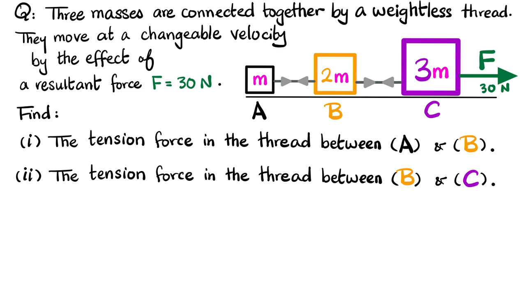Oh, this problem is amazing. It was the question of the last video. 3 masses are connected together by a weightless thread. They move at changeable velocity by the effect of a resultant force measuring 30 newtons going in this direction right here. Please find the tension force in newtons in the thread between A and B. And please find the tension force also in newtons between box B and box C. Please pause and try to solve this yourself. I'll be extremely delighted if you can solve this yourself without help. Are you done? Let's go.